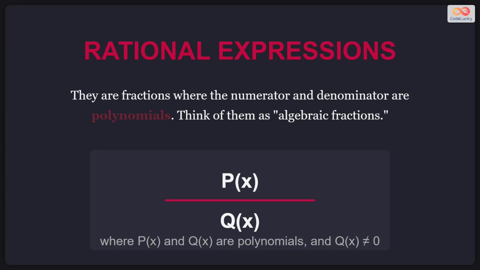Welcome to the world of algebraic fractions. Today, we are exploring rational expressions. At its core, a rational expression is simply a fraction, but instead of having just numbers, its numerator and denominator are both polynomials. You can think of it as a fancy fraction used in algebra. The main rule to remember is that the polynomial in the denominator cannot be equal to 0, because division by 0 is undefined.